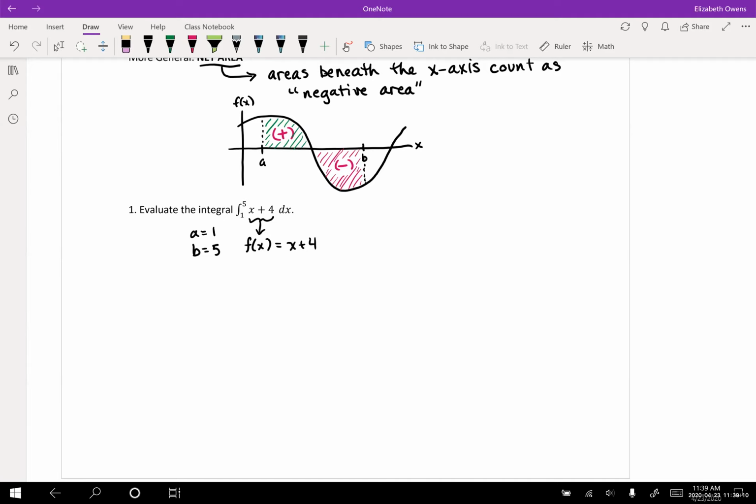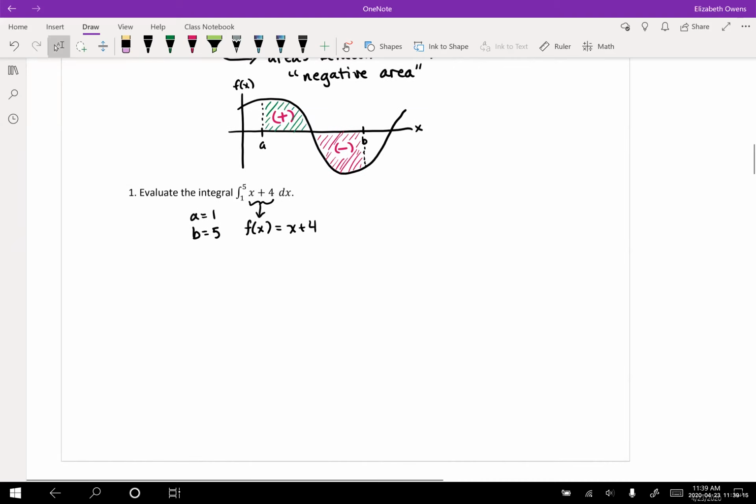We don't end up doing too much with that in this class. All right, so how we're going to do this is we are going to use area. So we're going to plot this function real quick. I'm going to see how big my y values are going to get here. We're going to need to go from x equals 1, so that'd be a y value of 5, to an x value of 5, and that'd be a y value of 9.